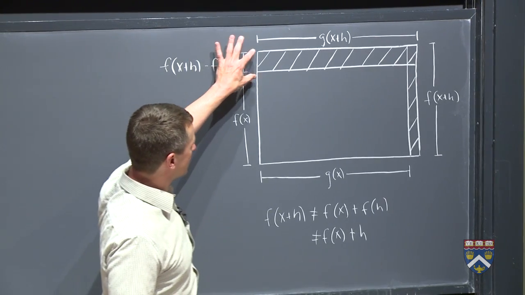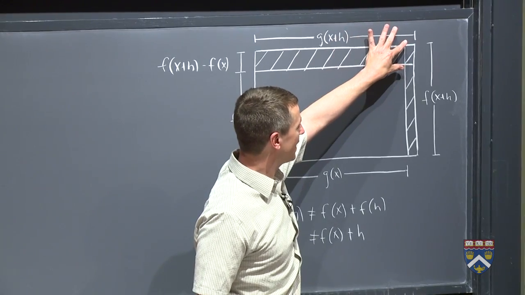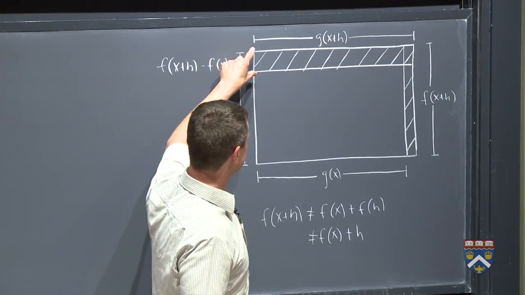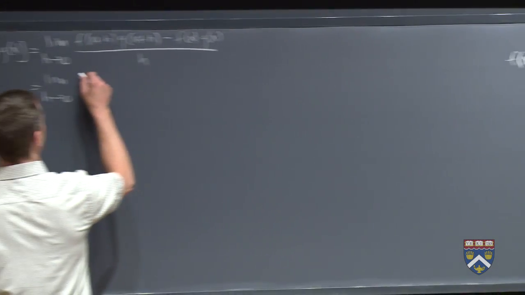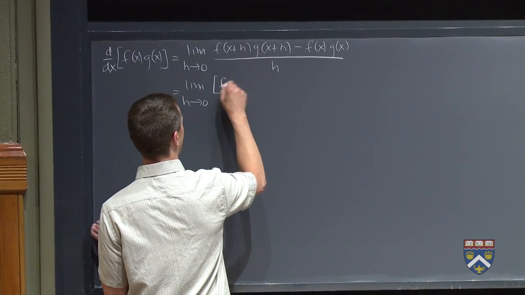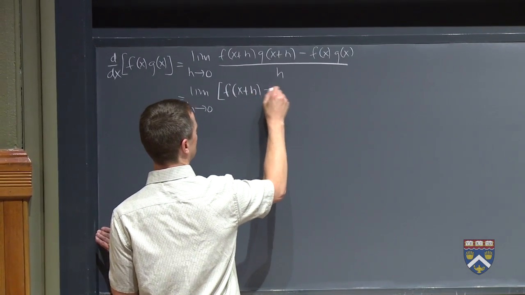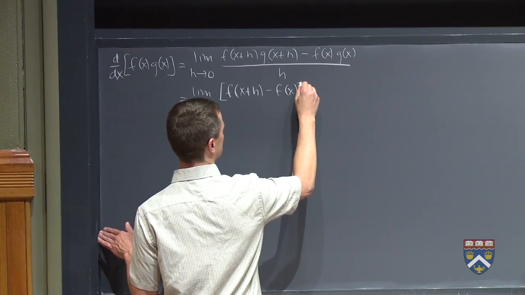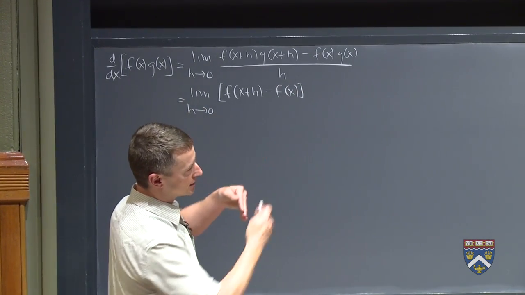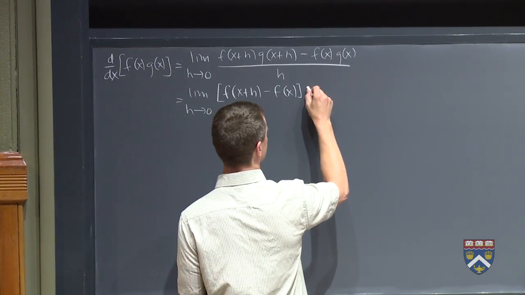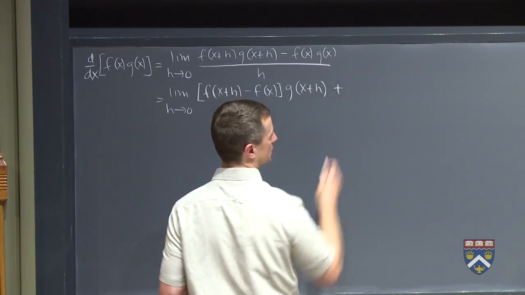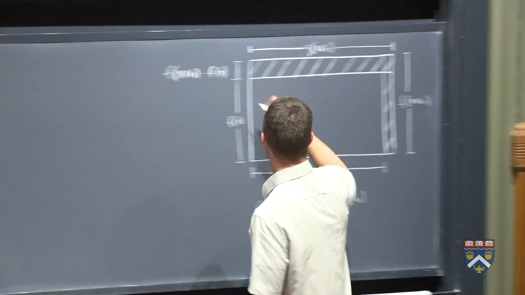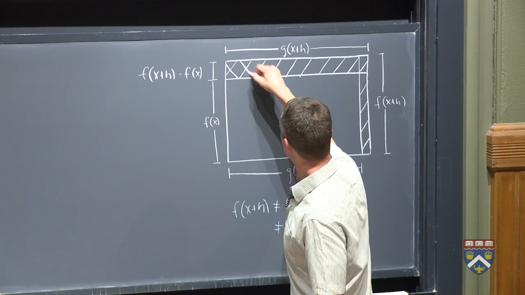So the height of this strip across the top is f of x plus h minus f of x, and the width is g of x plus h. So let's write that. Its area will be f of x plus h minus f of x. That's its height, and its width is g of x plus h. Now I'm going to double shade that one in to show that we've already counted it.